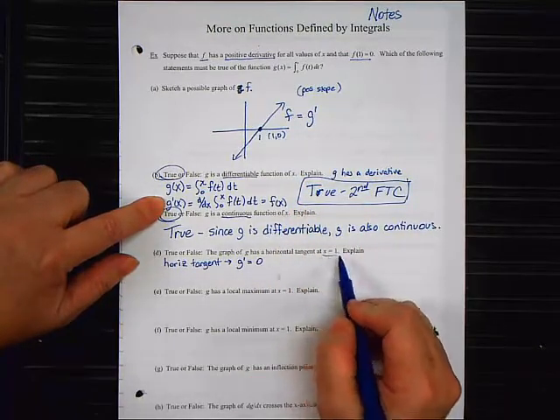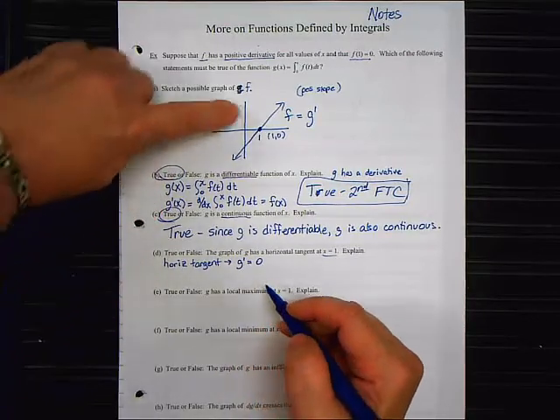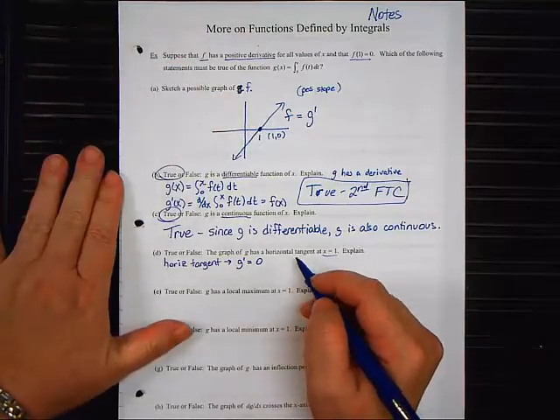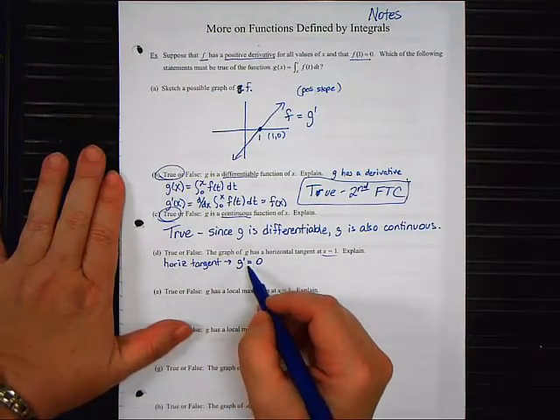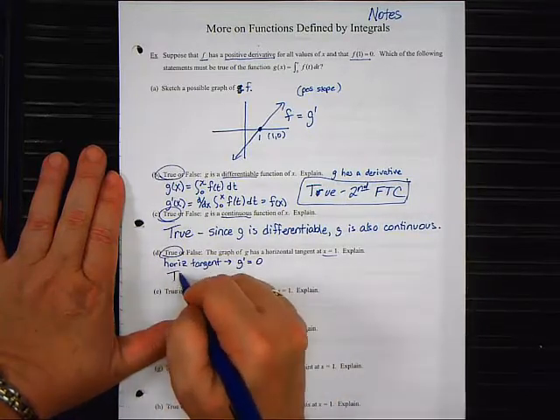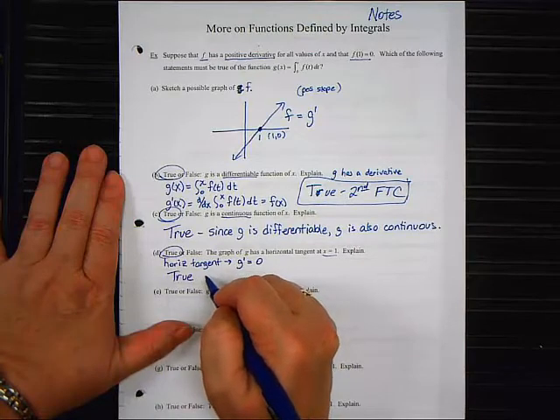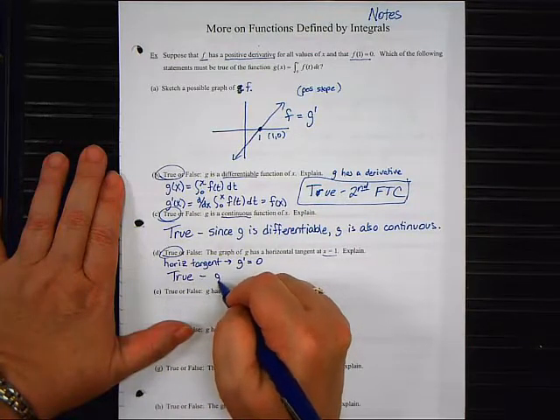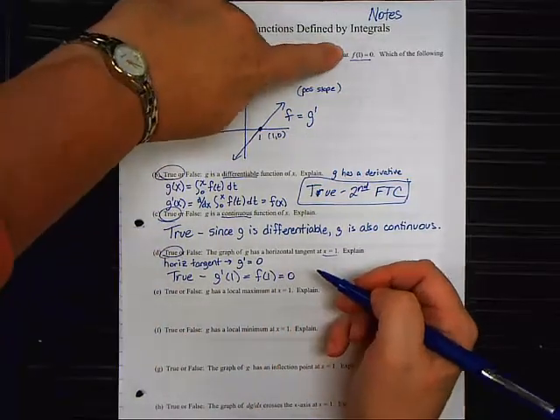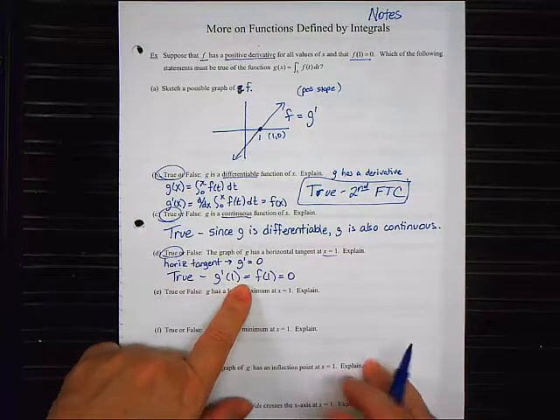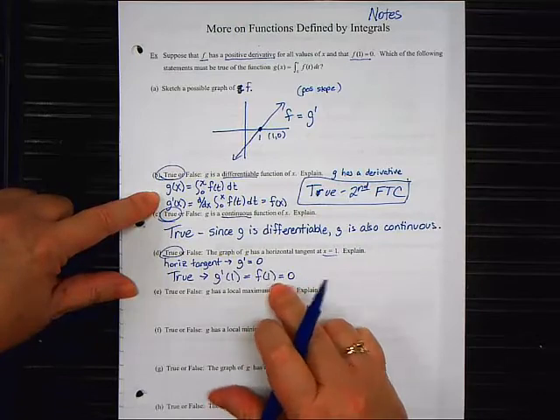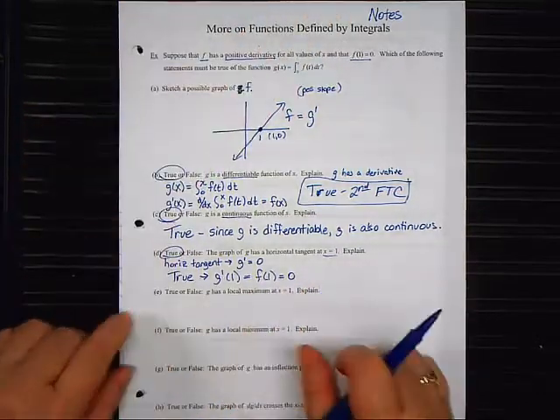So at 1, is g prime 0? Well, yes, it is, because it told us to plot that point. So it's going to have a horizontal tangent if g prime equals 0. So that means that this is true, because g prime of 1 is the same as f of 1, which is 0, and that was given right up here. So basically, if you show that g prime and f are related, because you proved that in part B, and f of 1 is 0, which is said in the given, you've proved it.